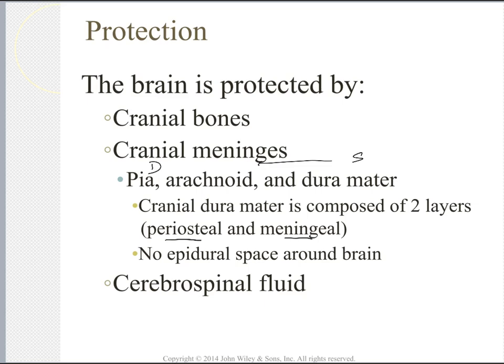Now, lastly, the last level of protection is the cerebrospinal fluid. It's going to flow just like in the spinal cord. It went through the central canal and around the spinal cord. This is going to go into the ventricles of the brain, so within the brain, and then out and around through the subarachnoid space.